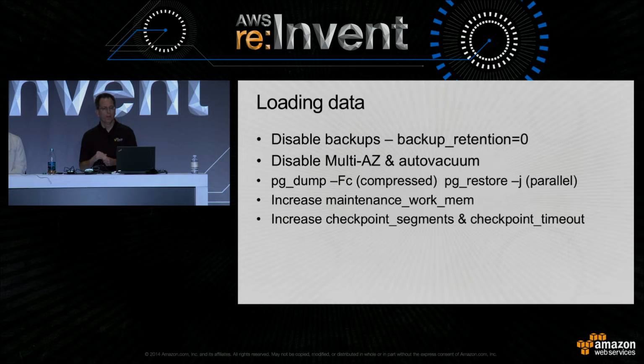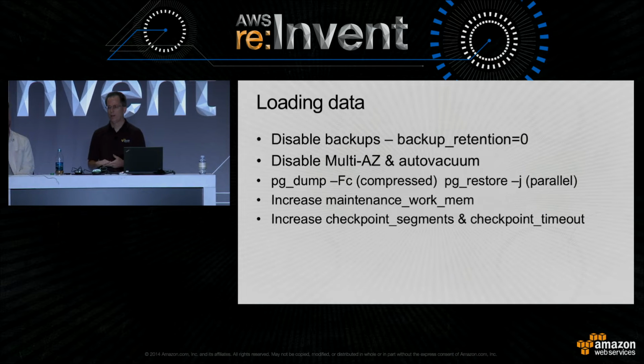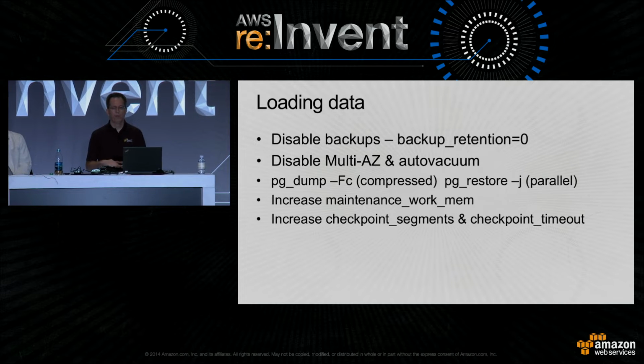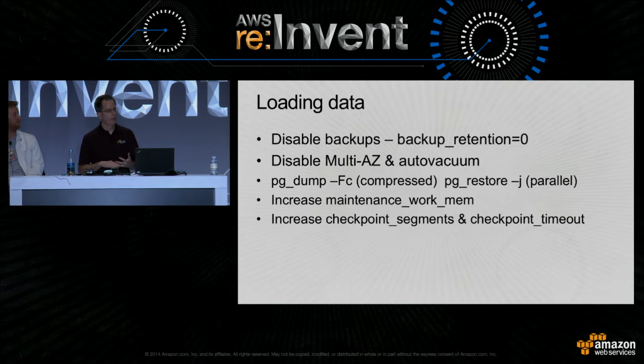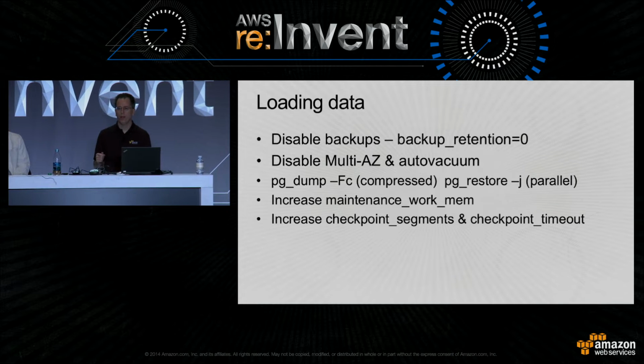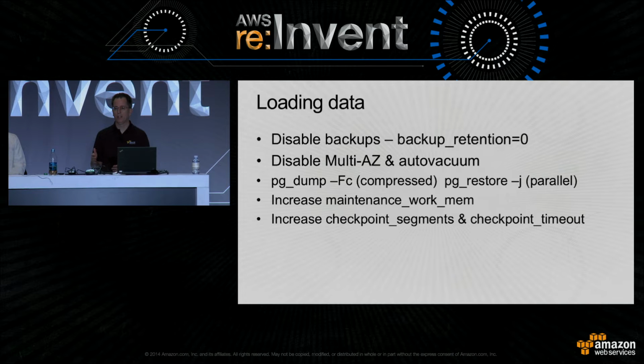So you probably get a lot of blogs out there that say, here's how to load data. Some of the standard things are, if you're doing a full big database load, you want to disable your backups. You want to turn off our multi-AZ feature. You want to turn off autovacuum. If you're using pg_dump, you want to use the compression, the big capital F, little c. And if you're doing the restore with pg_restore, you want to use the -j option, which really gets you parallelism on building indexes and other actions like that.